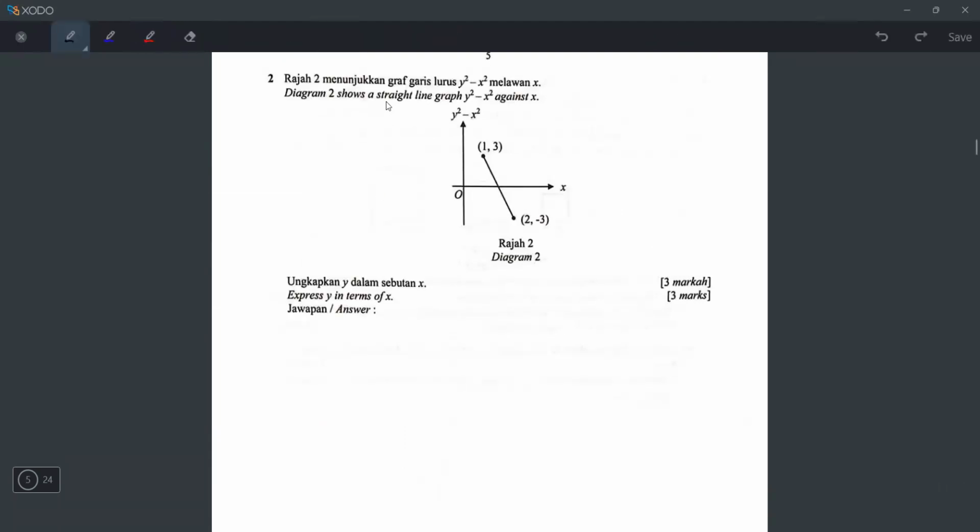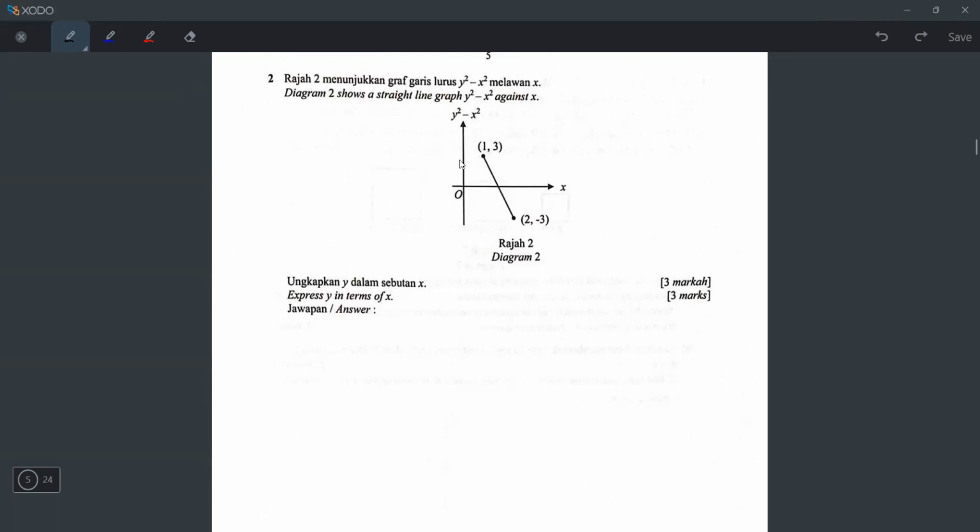Number 2, this is a linear law question, and in a linear law question, always look at the axis. Diagram 2 shows a straight line graph of y squared minus x squared against x. So always check the axis. The y-axis is y squared minus x squared, and the x-axis is x. And look carefully, this is a straight line. It's a linear graph. And then express y in terms of x.